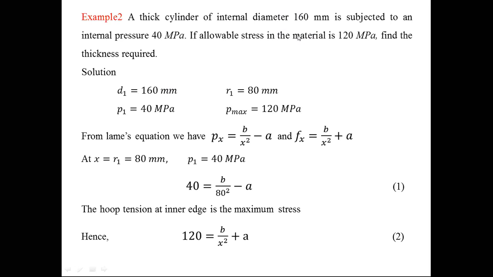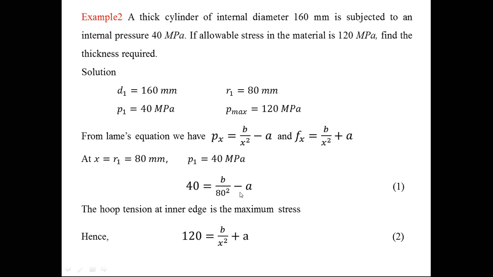So from Lame's equation, you know the radial pressure is calculated by this equation, and the hoop stress is calculated this way. The hoop stress comes into play when you know the arbitrary constants A and B. Just work from this equation, Px is equal to B by x square minus A. Apply the limits at x equal to the internal radius, that means inner radius r1 is 80, and the fluid pressure Px is equal to 40. Therefore, substitute in this equation: 40 is equal to B by 80 whole square minus A. That is equation 1.